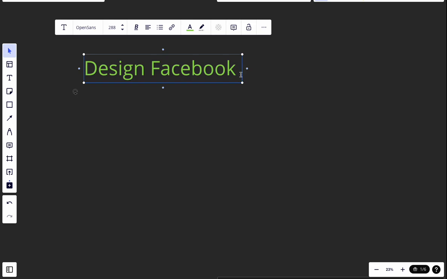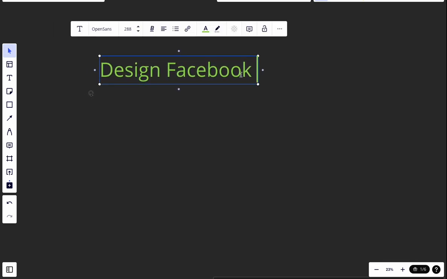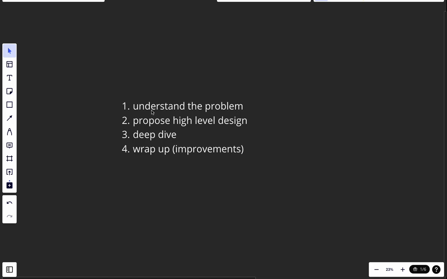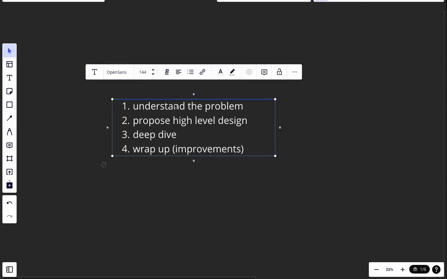So in order to do that, and in order to be successful in our system design interviews, we have our own formula. Our own formula has 4 steps. First of all, we understand the problem, and this is the most important step of the interview. If you get this step wrong, it's done for you. The second thing is to propose a high-level design, and after that we deep dive into specific components, and after that we wrap up with maybe some improvements.